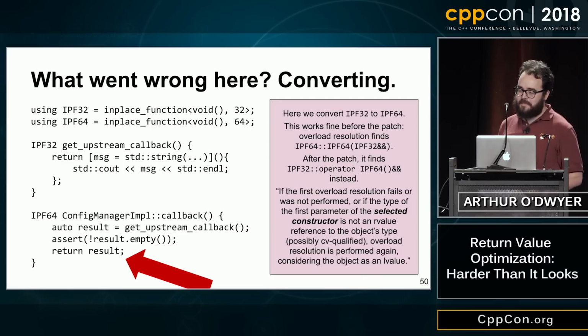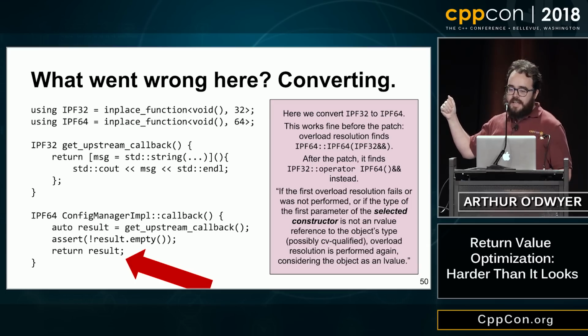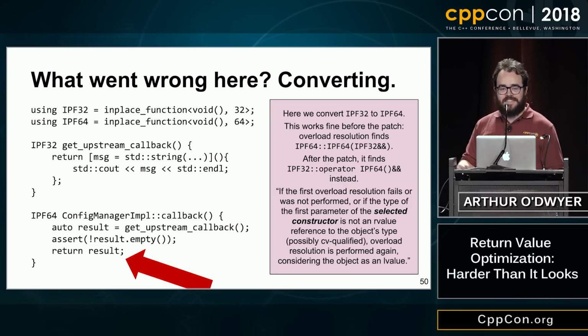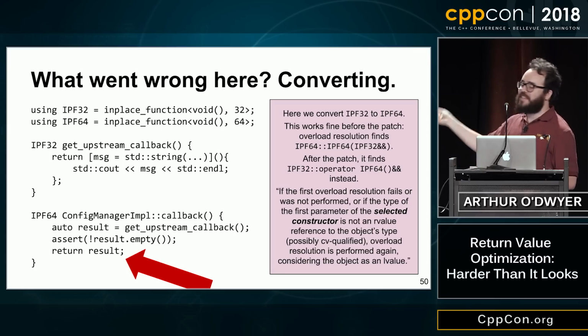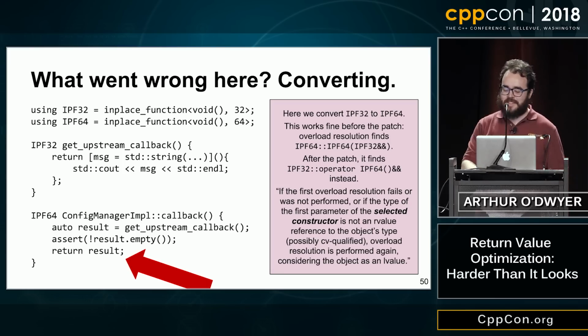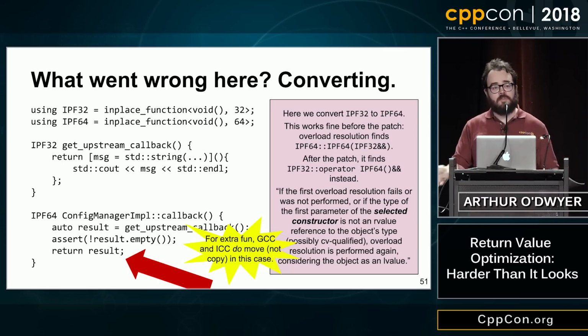And the reason for that is that after the patch, it finds this conversion operator. We do the overload resolution as an R value. It finds the conversion operator. If the first overload resolution fails or was not performed, or the selected constructor is not an R value reference, and this is not a constructor, it's a conversion operator. So compilers will not find it, and they will fall back to doing the copy. Except, of course, for GCC and ICC, which do the move and not the copy.